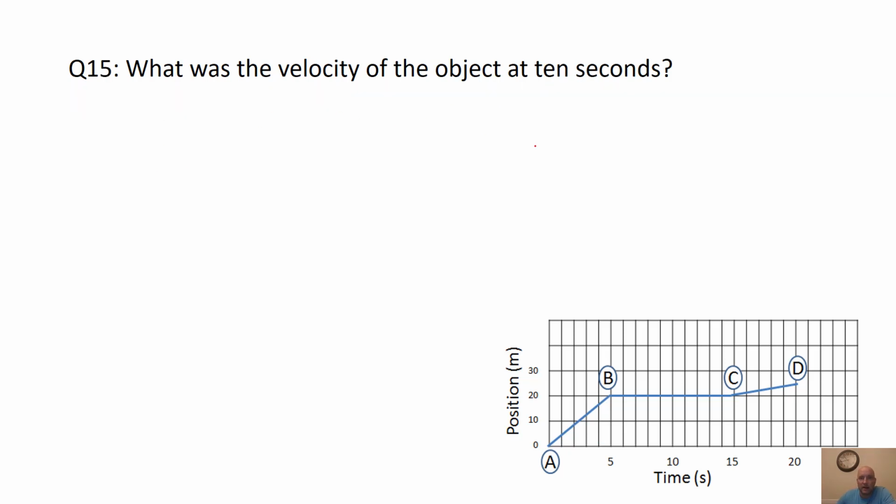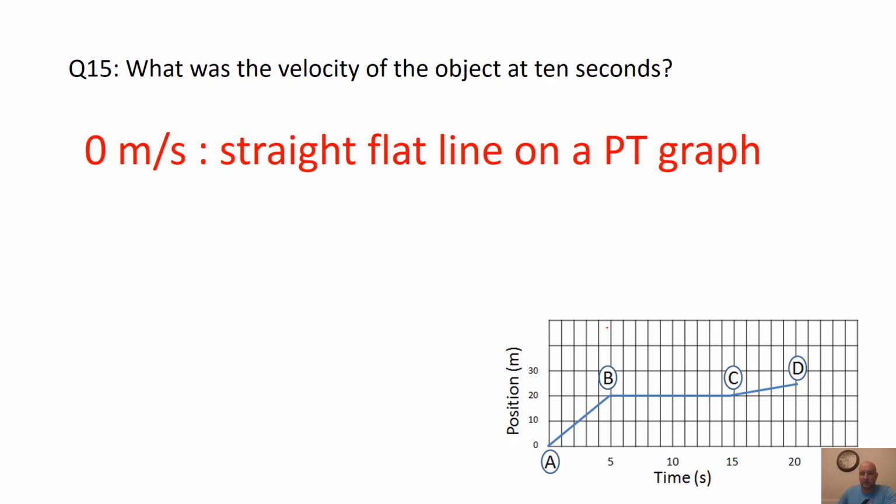Okay, what was the velocity of the object at 10 seconds? So we go and find this 10 seconds, we find this, and you can take a look at it. Either you can do the math and say 20 minus 20 over 10, which you know, and if you just recognize the shape of a position time graph, it's going to be at rest because it's a flat line.